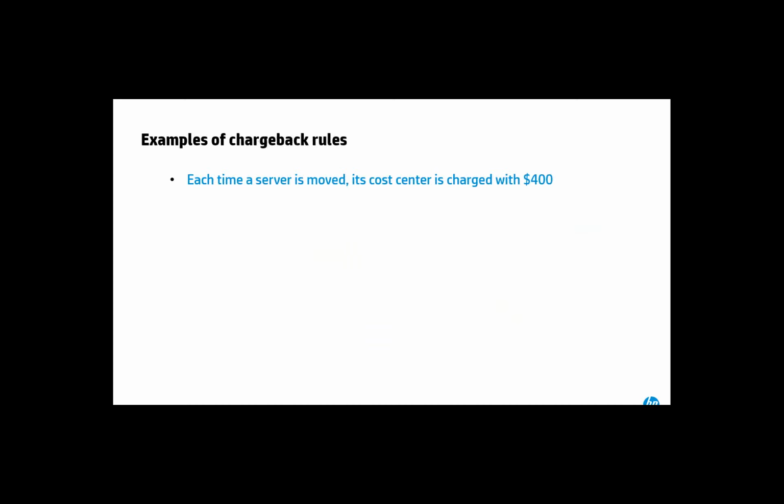So let's look at an example of a chargeback rule. In this example here, we're talking about each time a server is moved, a cost center is charged $400. Anytime a new development software license is received, a charge to IT for $200 here, 20% of its purchase value and 80% to development. So what we're allowing you to do here is allocate costs between different organizations. So this is taking a certain amount and dividing it.